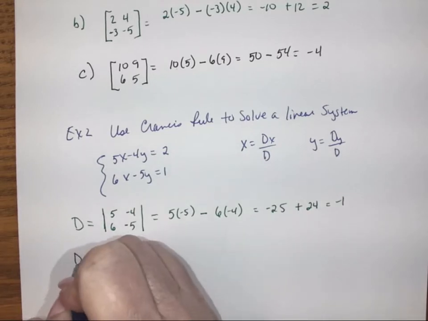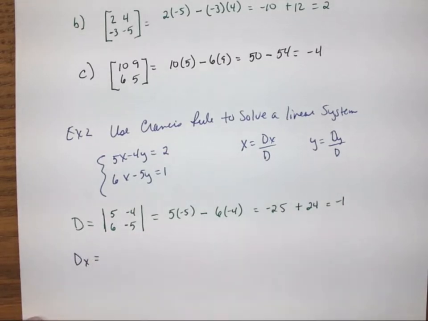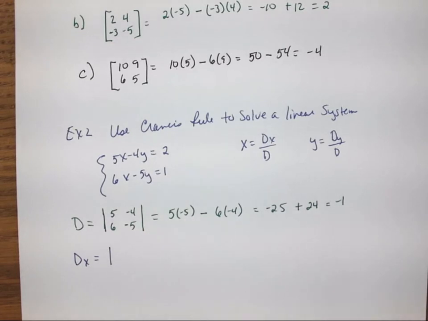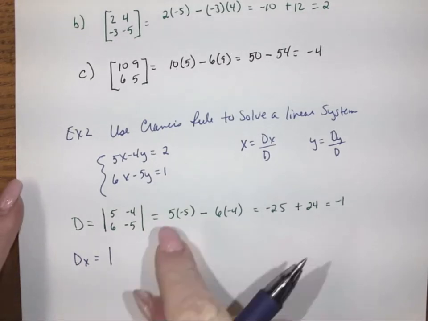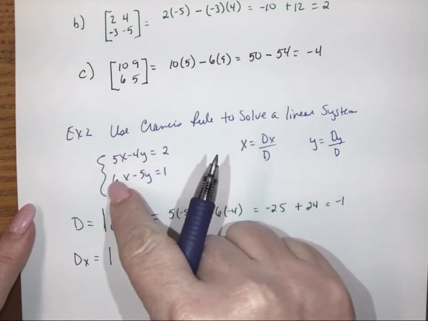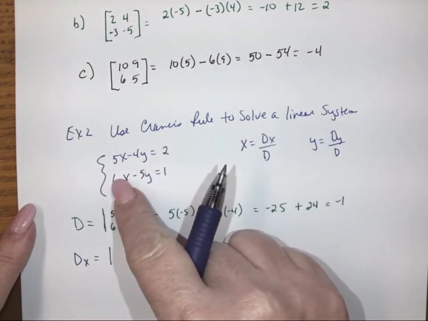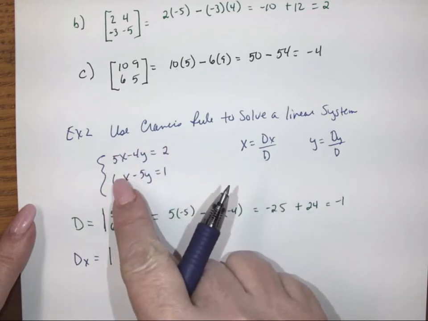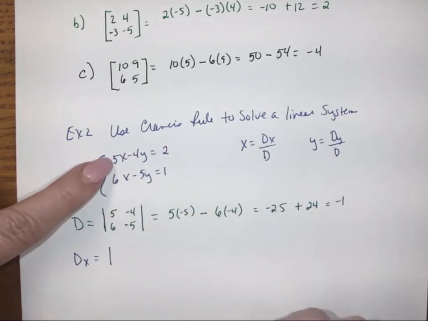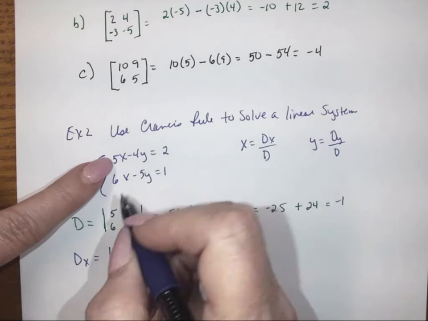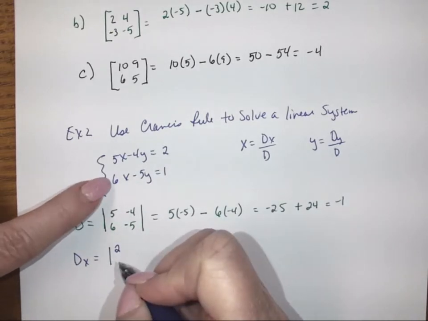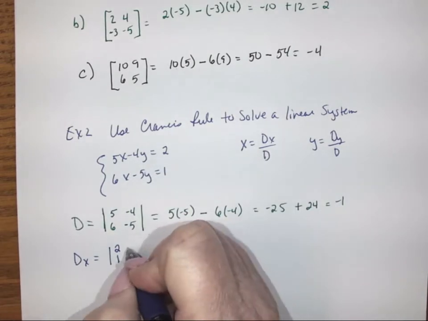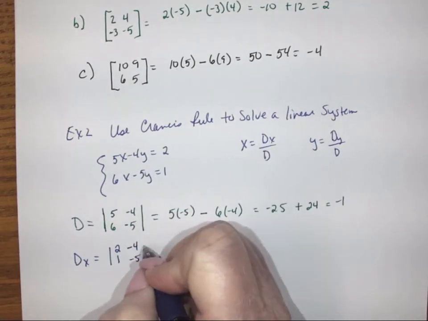Now we're going to do our D sub x, which is going to be a little bit different. When you do this determinant, instead of using the x coefficients, you're going to use the numbers on the equal sign to replace. So instead of using 5, we will use 2. Instead of using 6, we will use 1. But the other numbers will stay the same, so -4 and -5.